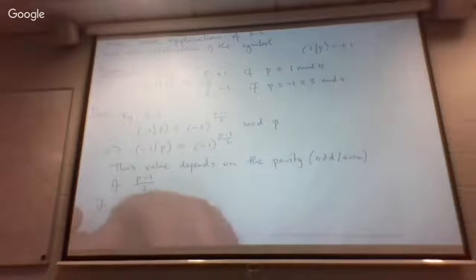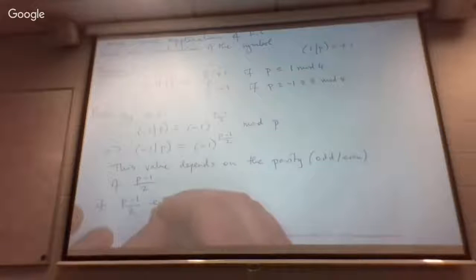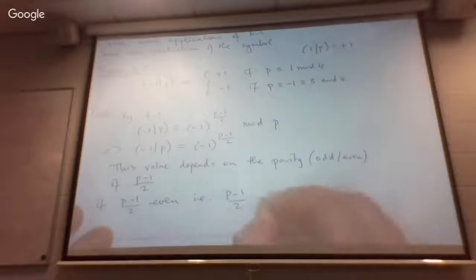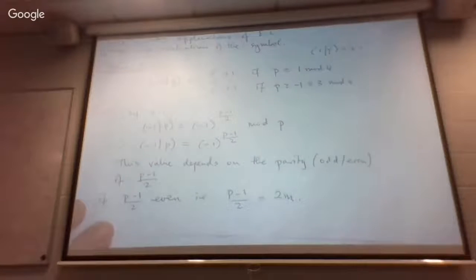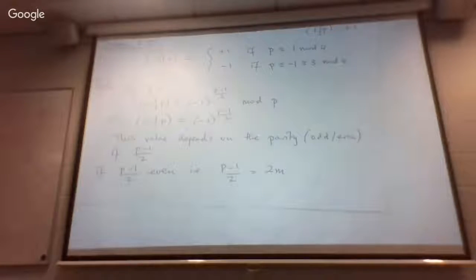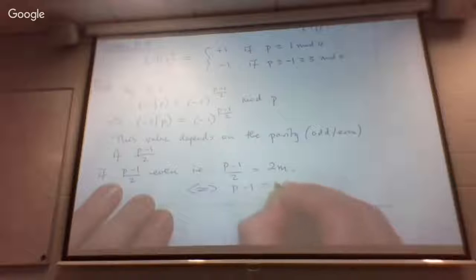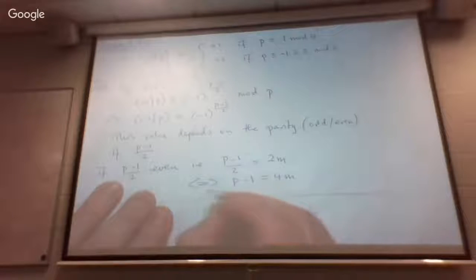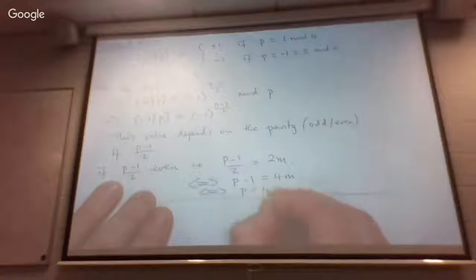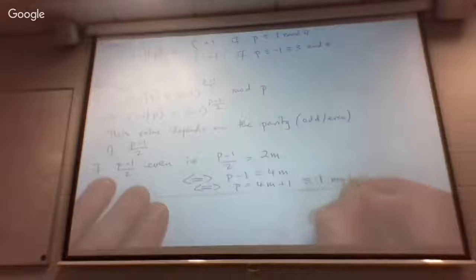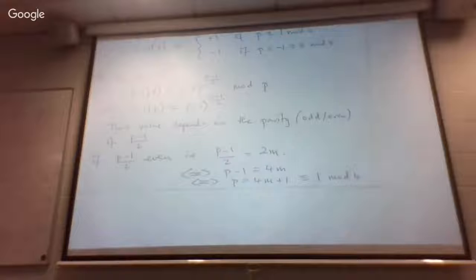Now, if (p minus 1)/2 is even, that means (p minus 1)/2 is equal to, say, 2n, some integer n. But that's equivalent to p minus 1 being equal to 4n, and that's equivalent to p being equal to 4n plus 1, which is, of course, congruent to 1 mod 4. Agreed?